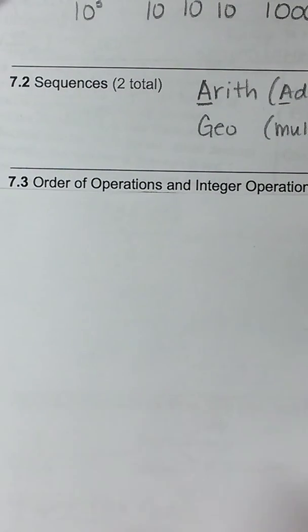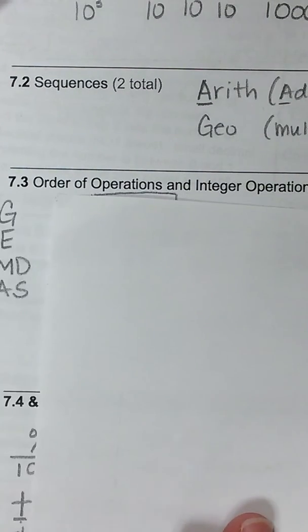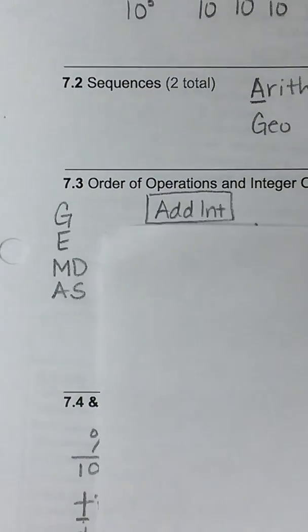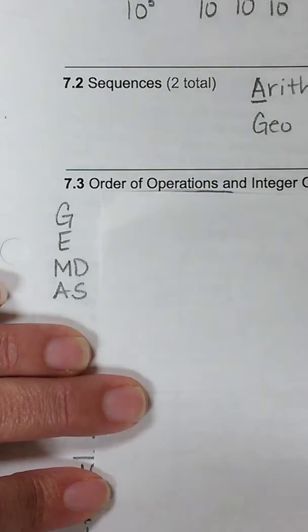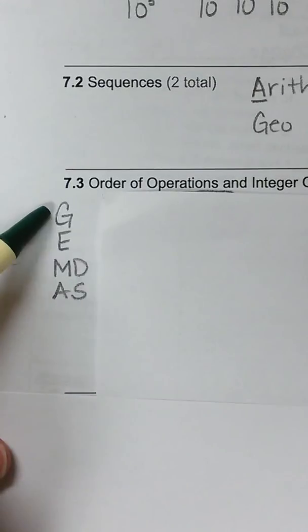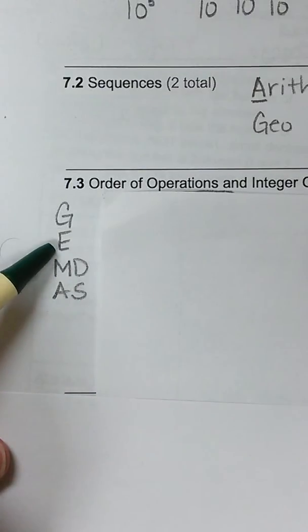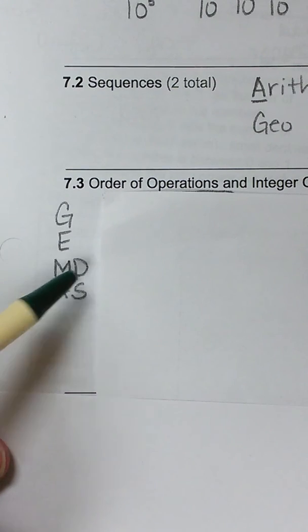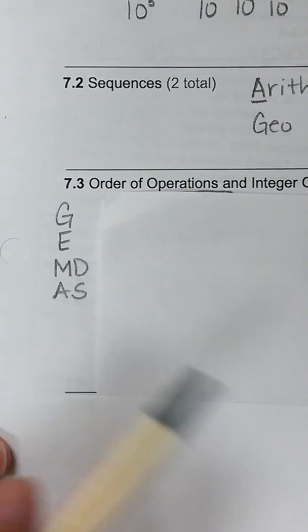Order of operations. The first thing with order of operations is GEMDAS. GEMDAS tells us the order that we have to follow in terms of order of operations. Grouping symbols first, then exponents, then multiply and divide left to right, then add and subtract left to right.